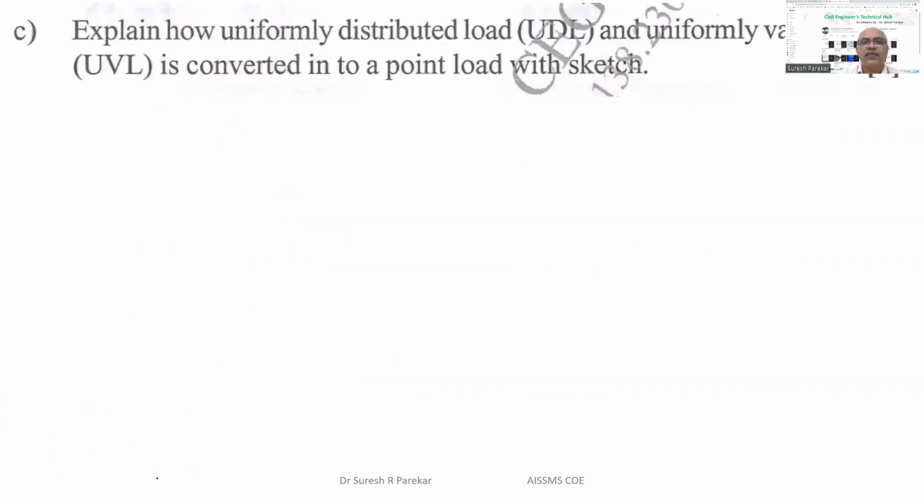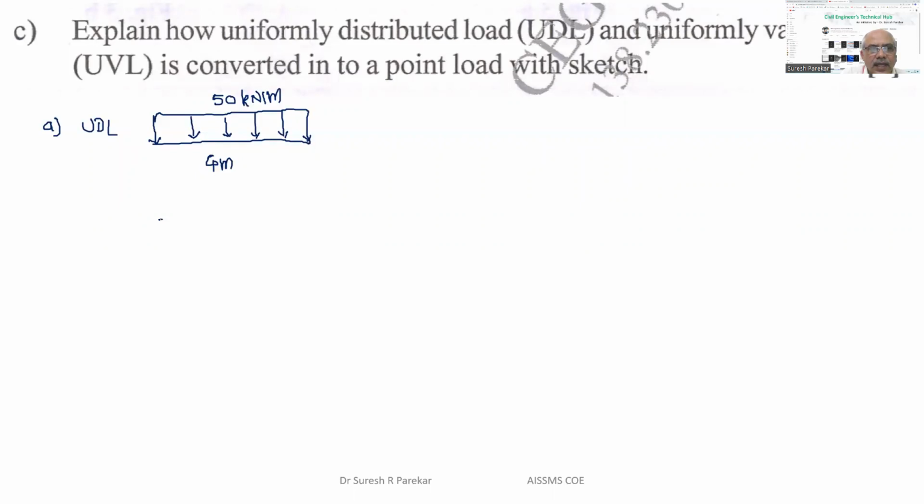Now, explain how uniformly distributed load and uniformly varying load is converted into a point load with sketch. So now I will consider a uniformly distributed load. Let us say we have this as 4 meters, and this uniformly distributed load, let us say we have 50 kilonewton per meter. First we are explaining UDL.